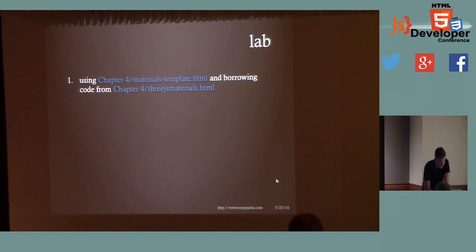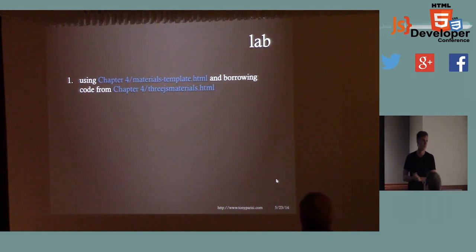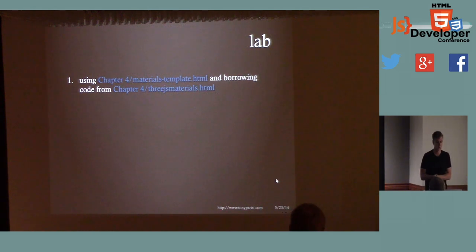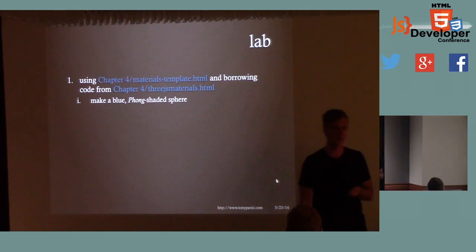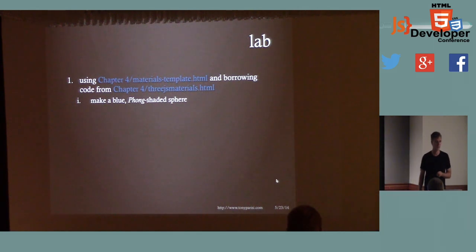In chapter 4, there should be a template file, materials-template.html, which is vanilla. You should be able to throw in, by copy and paste, a few lines of code to do a few different things. This doesn't have all the sophistication of that sampler with all the controls in it that I was showing you before. So we're literally just going to copy and paste a few lines to create specific ones, just to get a feel. How would you use the Three.js API to make a blue Phong shaded sphere? Between those two files, you should have all the code you need. A couple lines of copy and paste, and this should take you 3 or 4 minutes at the most. Please grab me if you have questions.